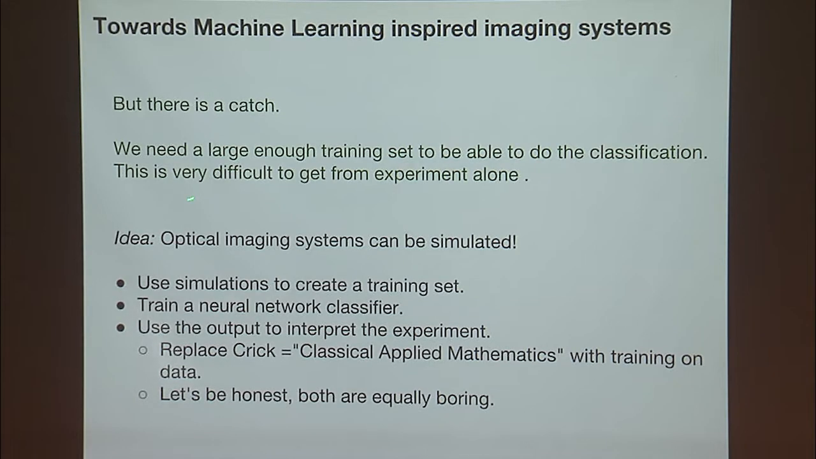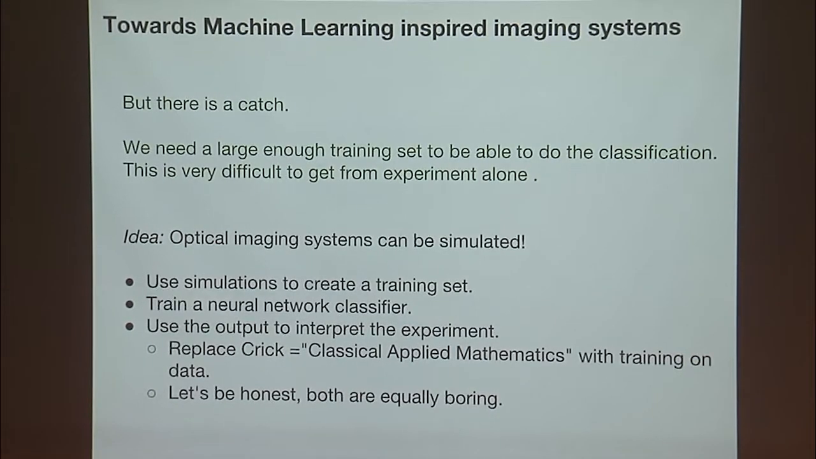The catch is that if you want to use neural networks to tell you what you're seeing, you need a large enough training set to be able to do the classification. So you need something to do the training on. And this is very difficult to get from experiment alone, because if you're trying to design an imaging system to discover something new, then clearly you can't use that to do the labeling for you.